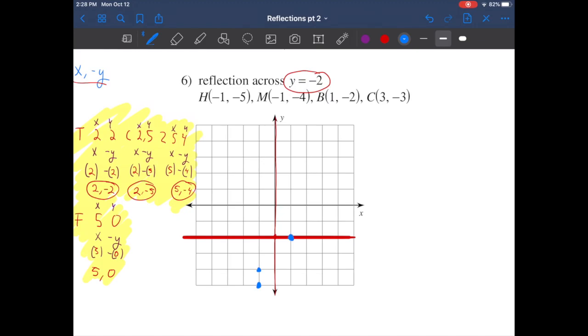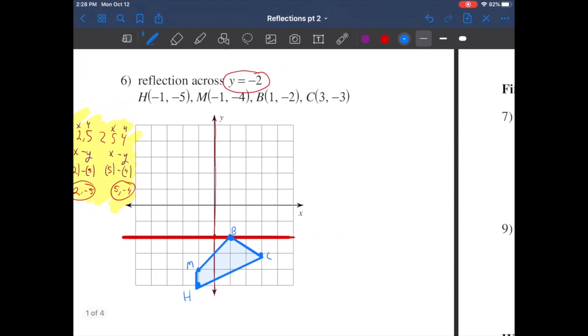And then we have C, which is 3 and negative 3. 1, 2, 3. 1, 2, 3. Here is our shape. Let's connect all the points. There we go. Let's label really quickly. We have H, M, the letter B, and then the letter C.